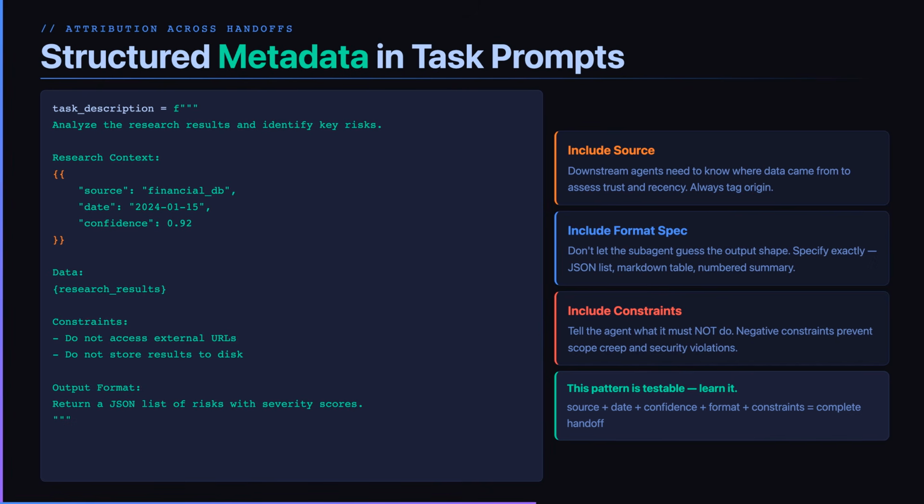3 things make this work. First, include the source. The subagent needs to know where data came from to assess trust. Second, include a format spec. Don't let the subagent guess what output you need. Third, include constraints. Tell it what it cannot do, not just what it should do. This pattern is testable. Learn it.